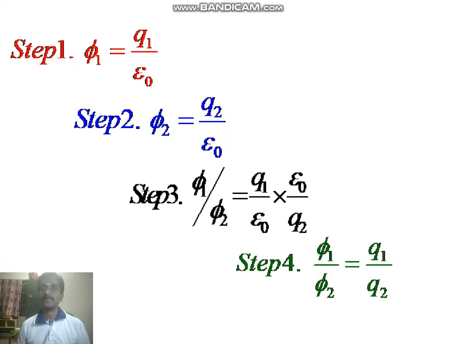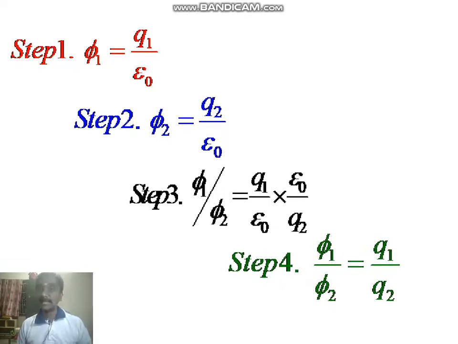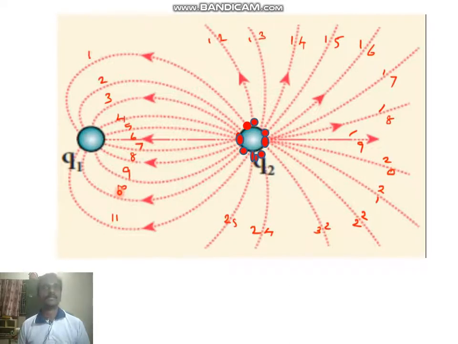So pi 1 by pi 2 will be equal to q1 by q2. அப்போ in this case, how many electric lines of force are present, அப்படிங்கிறத வச்சு Q1 by Q2ங்கிறத ஐடென்டிஃபை பண்ணலாம். So look at the diagram. So in the case Q1 we are having 11.